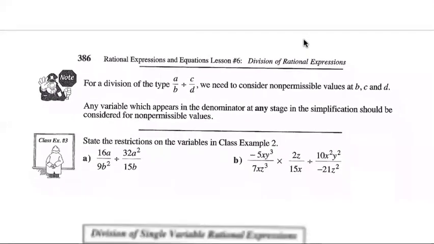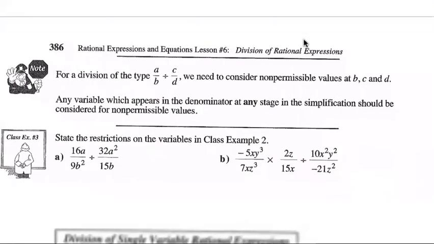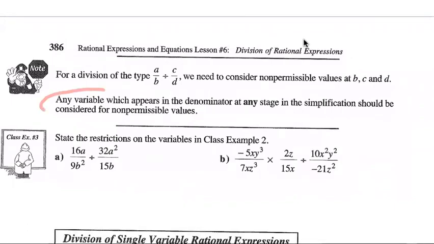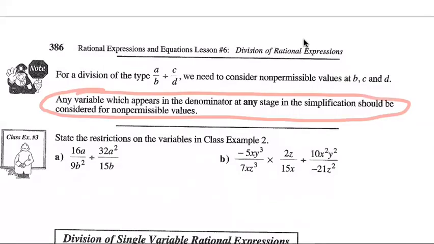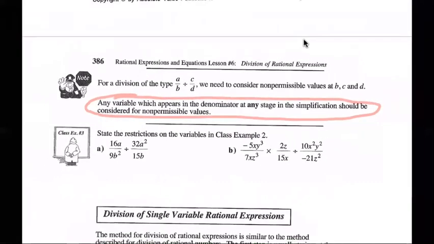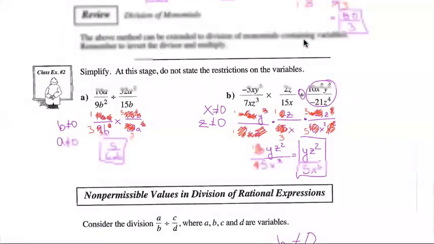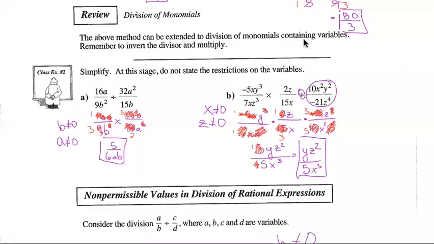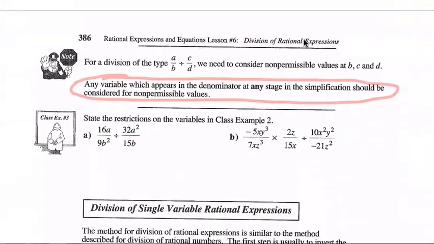Now we flip over the page. And this just says all the same stuff again. Any variable which appears in the denominator at any stage in the simplification should be considered a non-permissible value. So like I said, as soon as you flip it, you have to include it. Question 3 says state the restrictions on the variables in class example 2. Well, this is the same example that we already did, and we've already stated the non-permissibles, so we don't need to redo that, which is awesome.